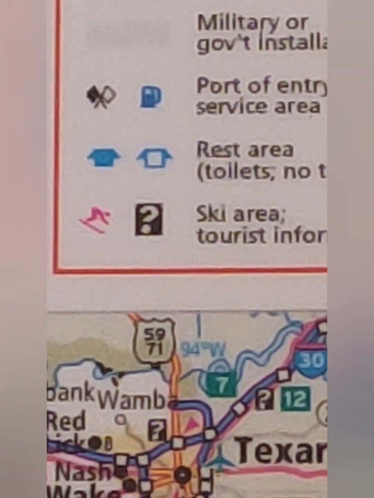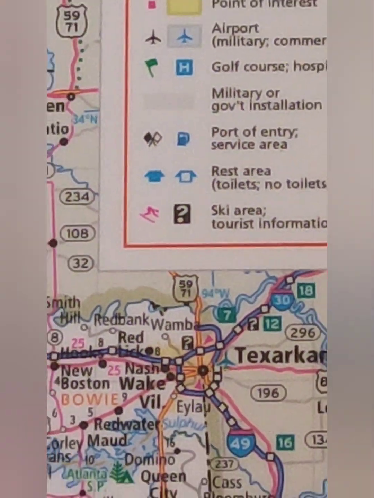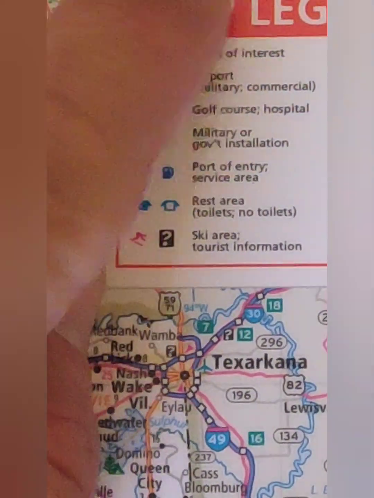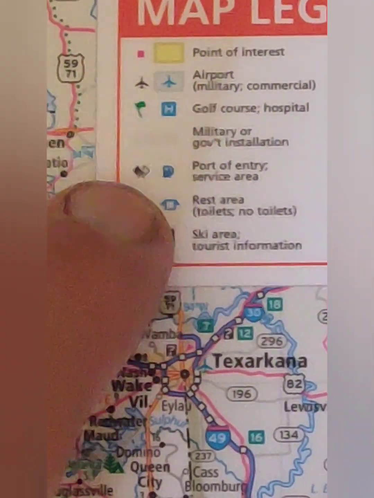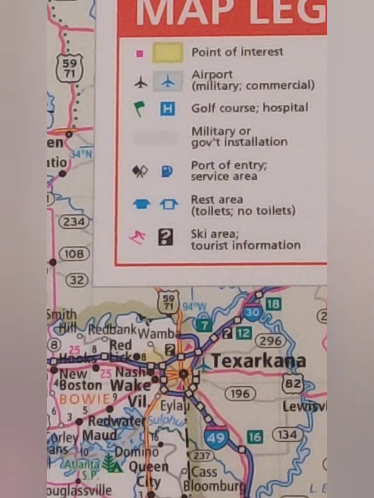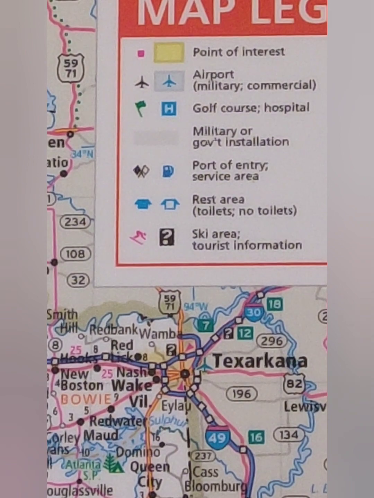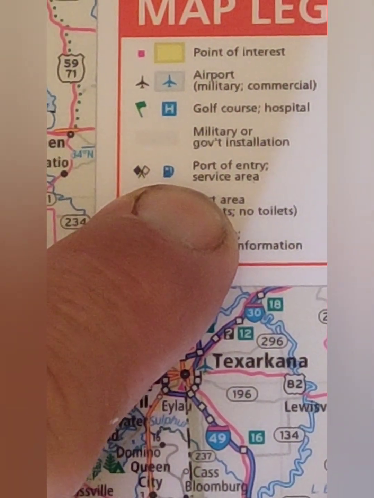All right, back to our legend. Next we have ports of entry, and there's several of these flags along the border because we do border Mexico. So you find those two little flags there, and you'll find your port of entry. And then next to that, we do have our gas station.